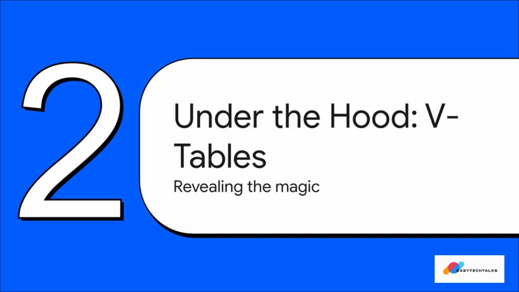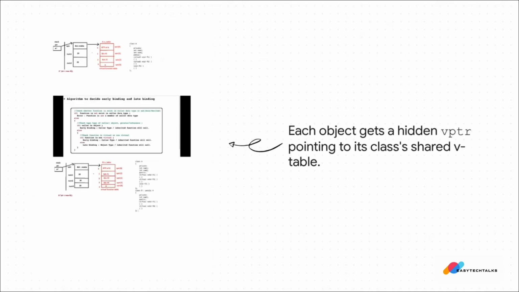Now, you're probably asking, okay, how does C++ actually pull off this late binding trick? Is it just magic? Well, no, not quite magic, but it is a really clever mechanism that's happening behind the scenes, and it's all thanks to something called the virtual table, or VTable for short. This diagram lays out the whole clever system. See, when you create an object from a class that has virtual functions, the compiler secretly tucks a hidden pointer inside of it. We call it the VPTR.